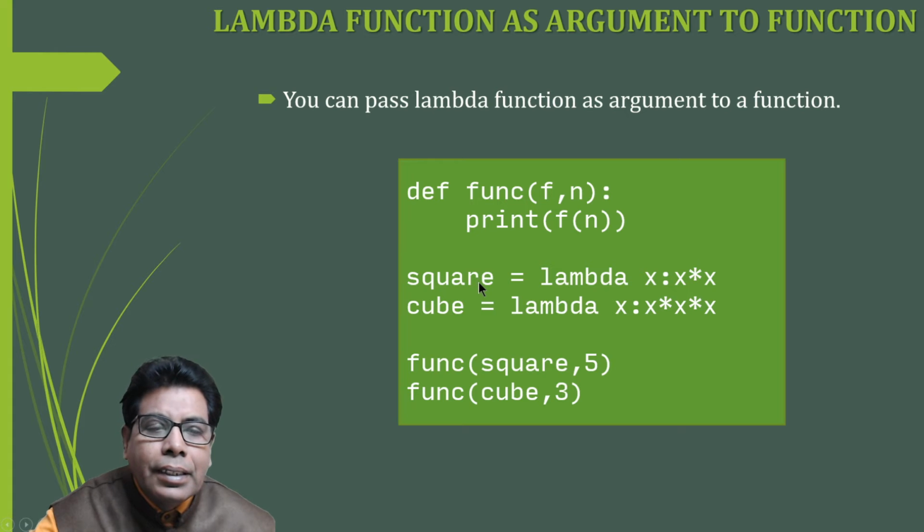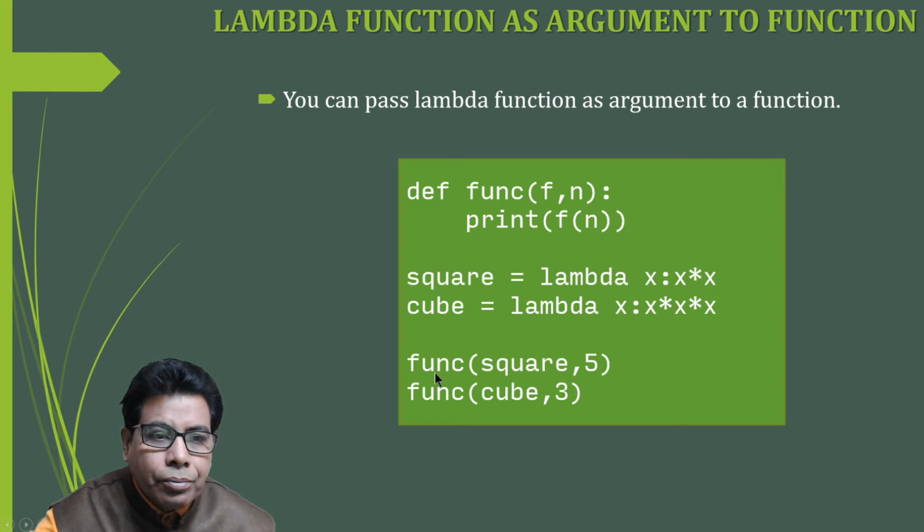So square is defined as lambda, so this is the variable which is the argument for the lambda function, x, and then we are returning x square, so that will be returned to the square variable. And similarly for cube we are taking x multiplied by x multiplied by x, so that will give us the cube, that will be assigned to the variable cube.